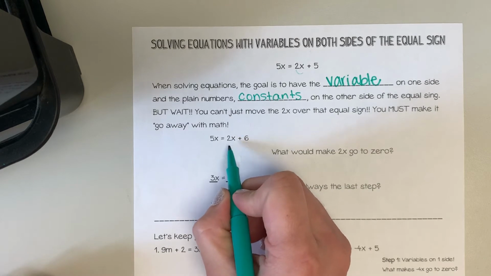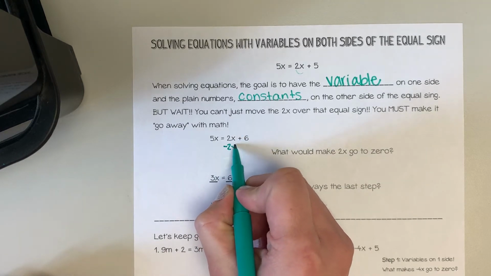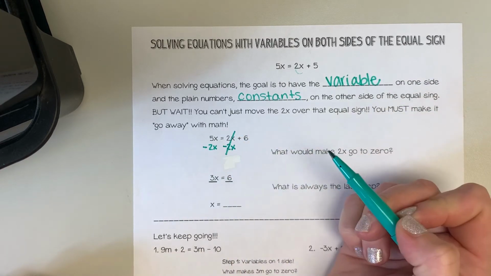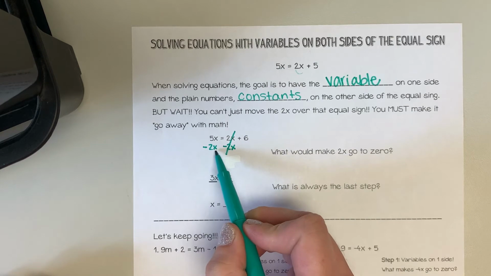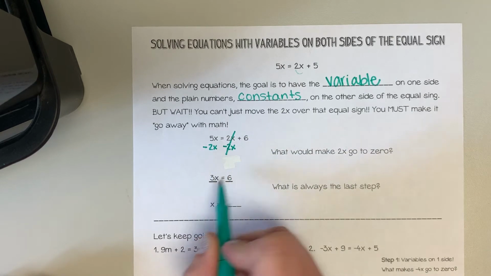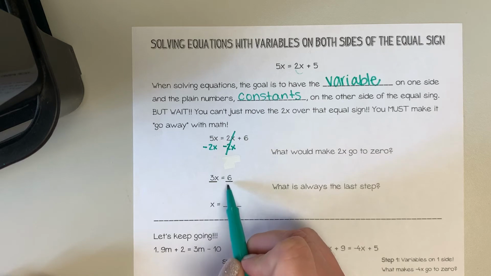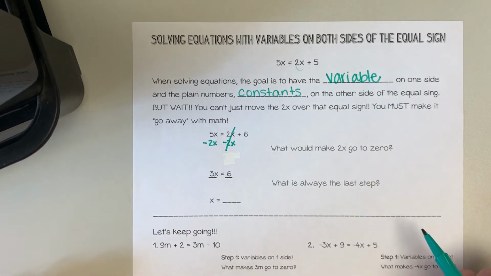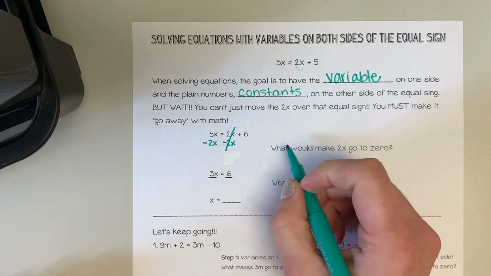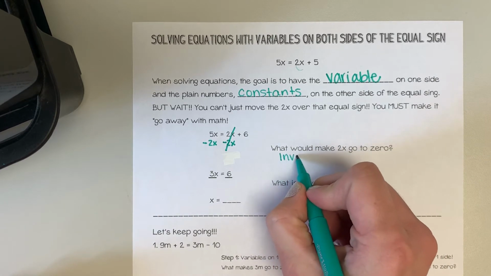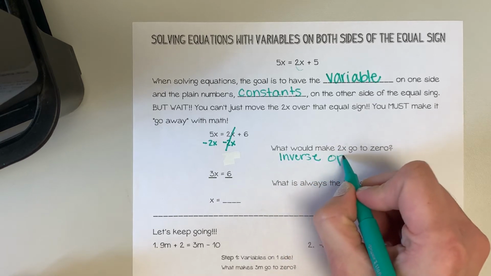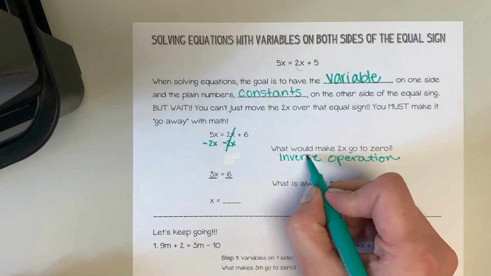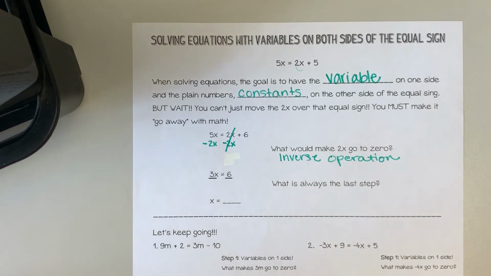If this is a positive 2x, we need to subtract 2x from both sides. So this will cancel out. Now, 5x minus 2x leaves us with 3x. We canceled this portion out, so we're left with positive 6. So, what made the 2x go to 0? Inverse operation, subtracting that 2x. All right, what is always the last step?